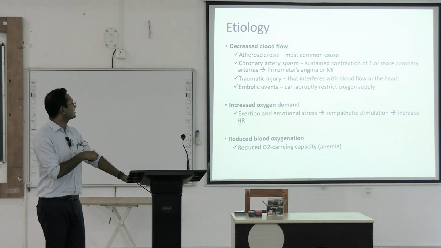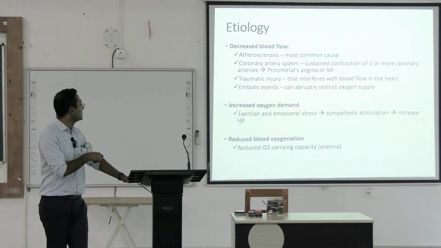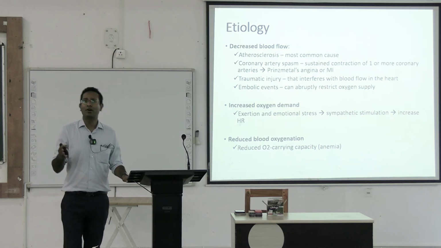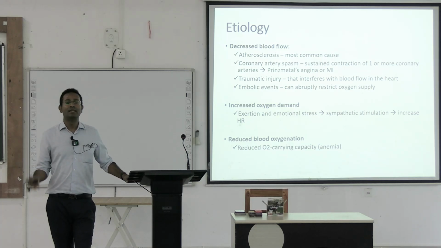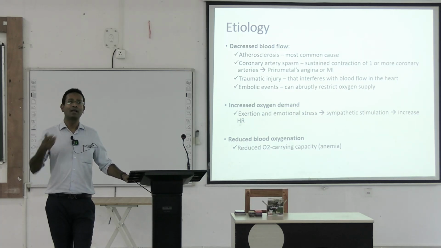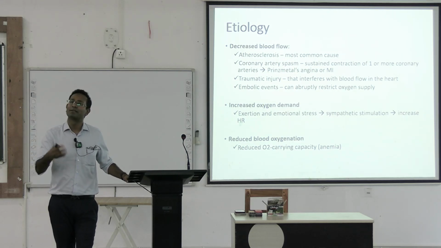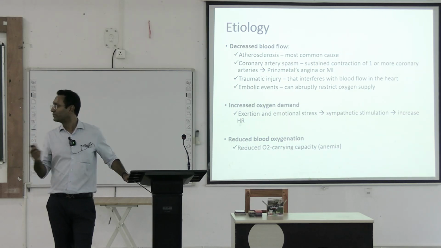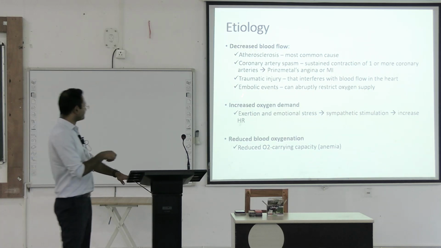It could be related to a traumatic injury where there is interference with the blood flow to the heart, or emboli events can abruptly restrict the oxygen supply. Emboli dislodged from maybe PVD or somewhere else, a thrombus coming and the emboli blocking the coronary artery, leading to stoppage of blood flow or decrease in blood flow, leading to ischemia and then infarction.